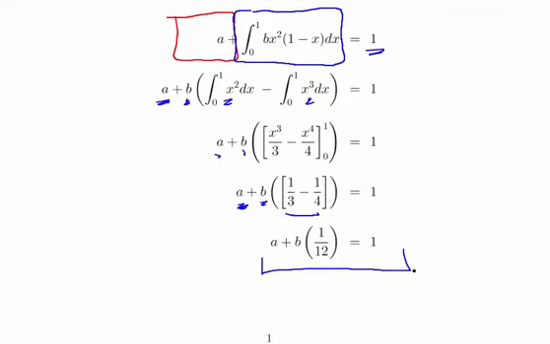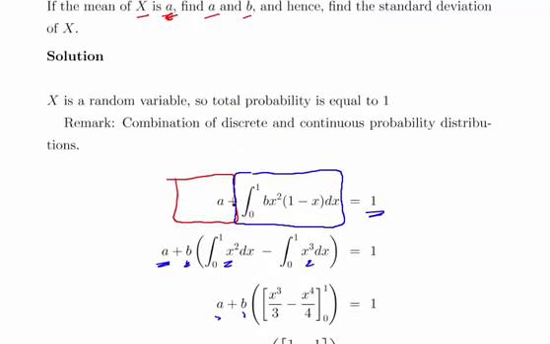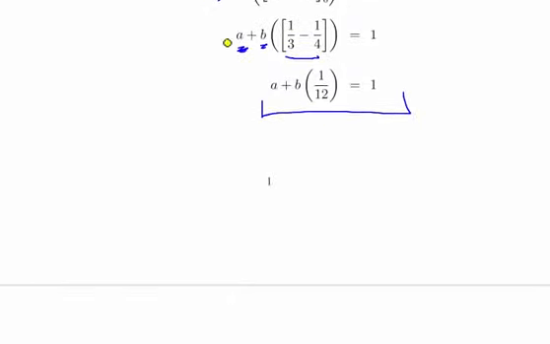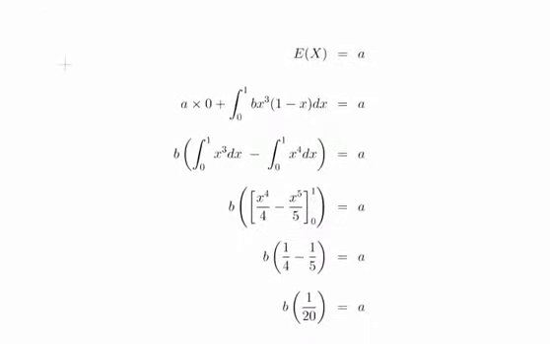So the total area under the curve for the continuous part plus the probability from the discrete component of the distribution as well. So that's one important equation. Essentially what we're doing is setting up a set of simultaneous equations.